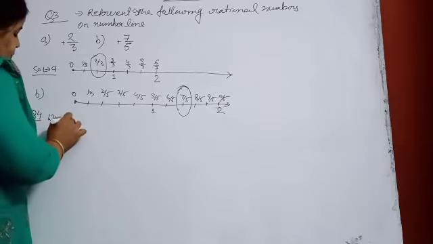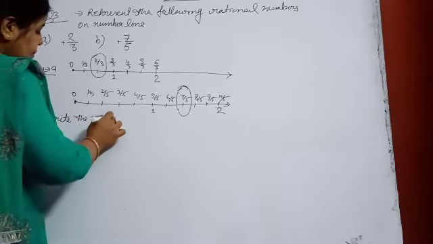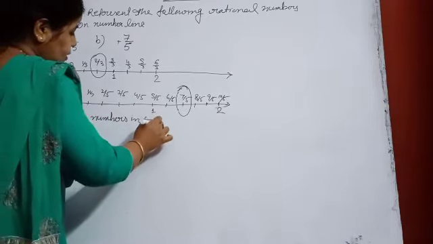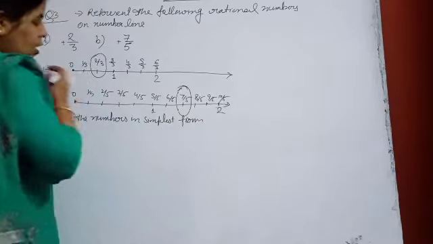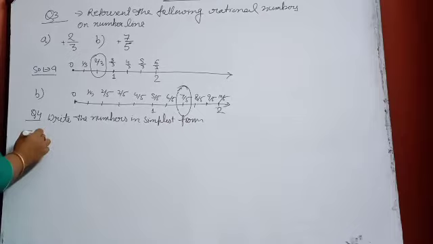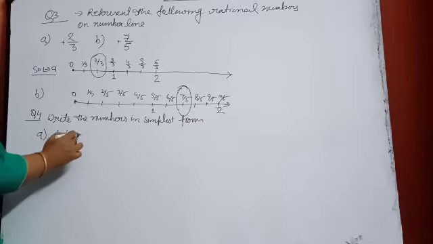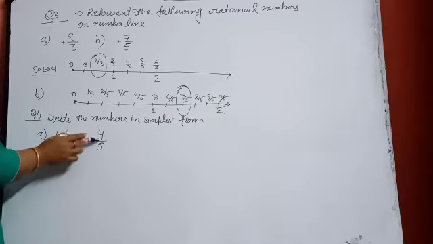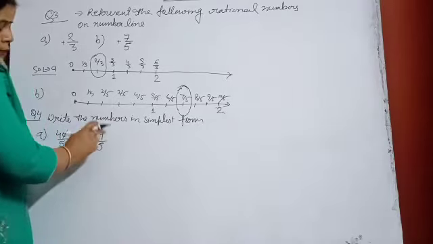Write the numbers in simplest form. Everybody of you knows the simplest form. If you don't know how we have to do it, see that first, part A is 40 upon 50. For 40 upon 50 what will you do? 0 and 0 will be cancelled and it is 4 upon 5. There is no common factor between 4 and 5, so its simplest form will be 4 upon 5 only.